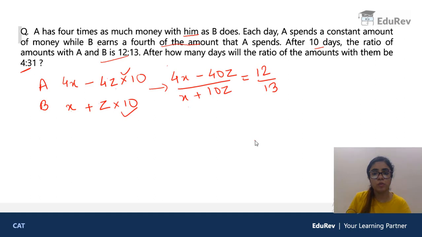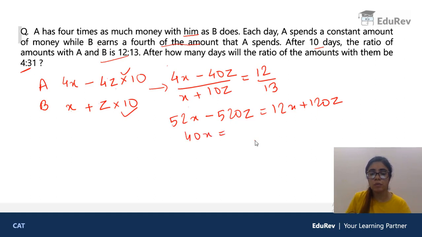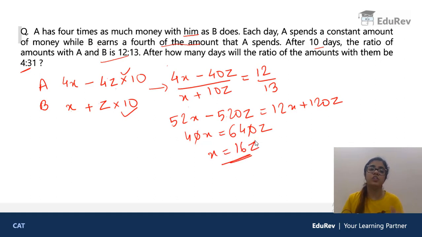So 13 fours will become 52x minus 520z is equal to 12x plus 120z. So 52 minus 12 will become 40x is equal to 520 plus 120 will become 640z. So you will get x is equal to 16z. ठीक है? So we got a relation between x and z. X is equal to 16z.